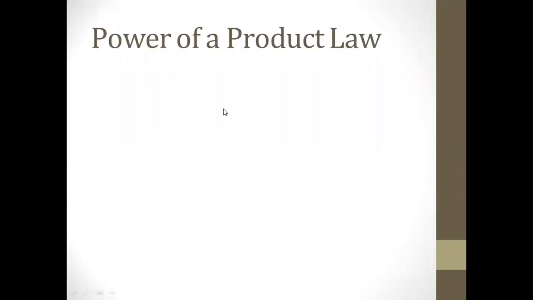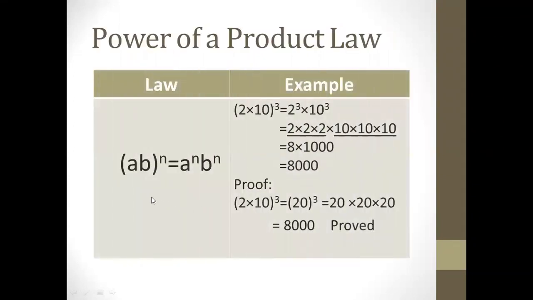Next, we have the power of a product law. This law states that when we have more than one base inside a parenthesis with an exponent, then what you have to do is distribute this exponent to both the bases, as here. Let's understand with an example. Here we have two bases. 2 times 10, right? Now with exponent 3, this 3 will be distributed on both the bases. 2 cubed times 10 cubed, right?